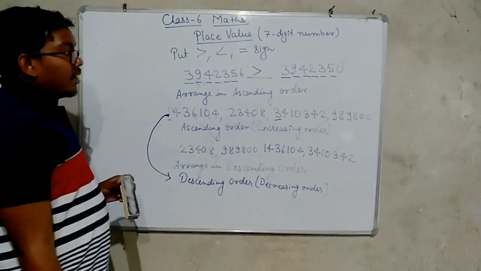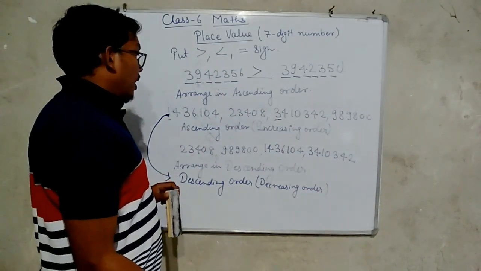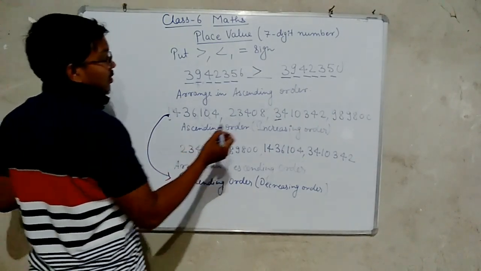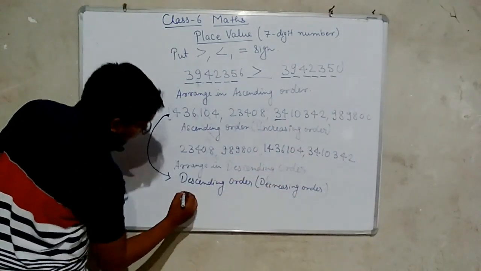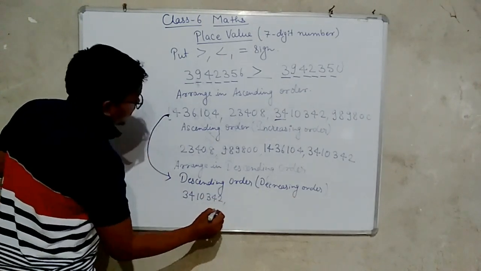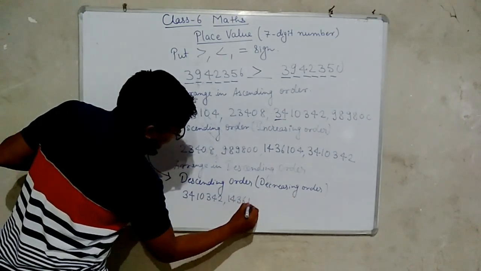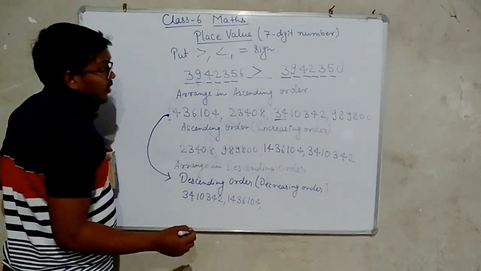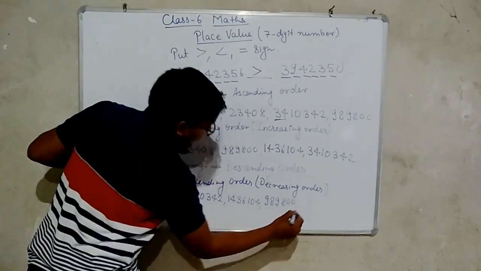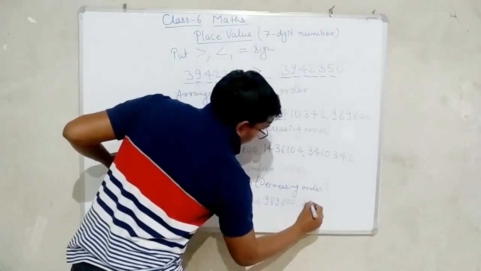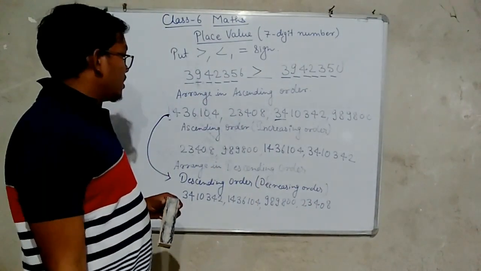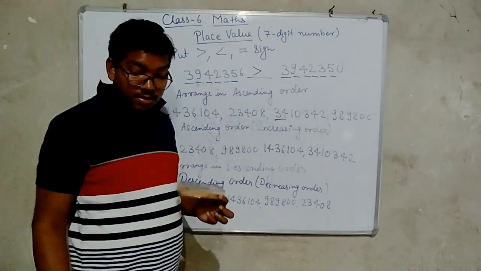So in descending order, we will write the greater number first and the smaller number at the last. So first we will write 34,10,342. Then 14,36,104. Then 9,89,800. And at last we will write 23,408. So just like this, we will arrange in ascending and descending order.